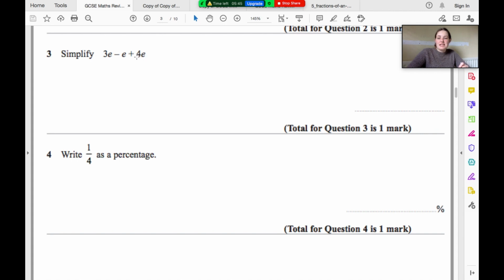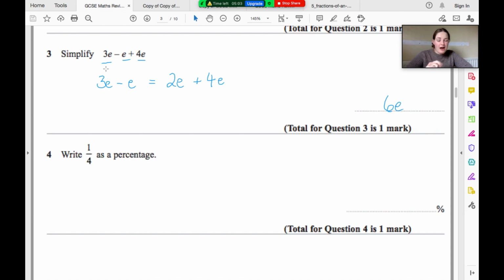All we've got to do here is collect the e's. So let's say we've got 3e, take away an e, and plus 4 of them, plus 4e. So let's say I do 3e, take away e first. That gives me 2e. You've got 3 eggs, for example, and you're taking another egg away. That gives us 2 eggs. And then we're just going to add the 4 eggs back on from the end, and altogether that gives us 6 eggs, 6e.